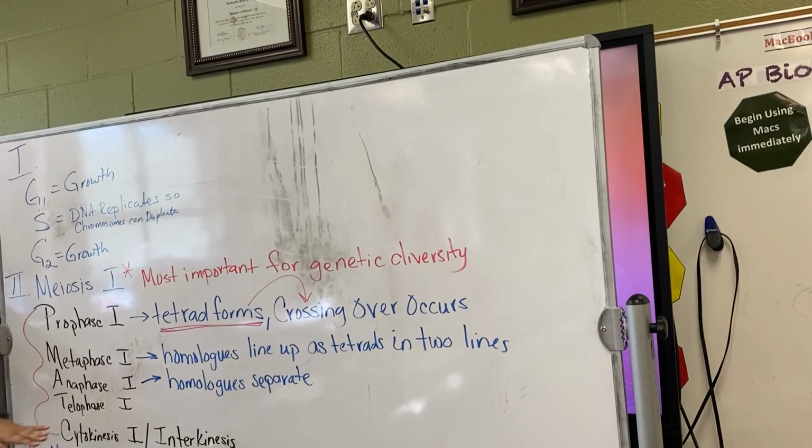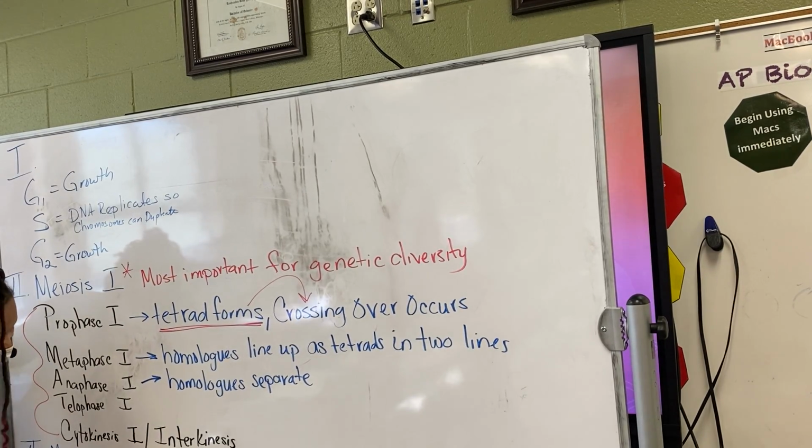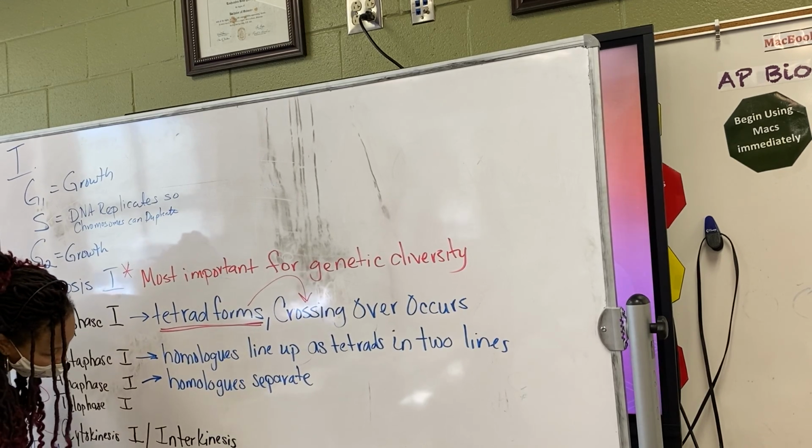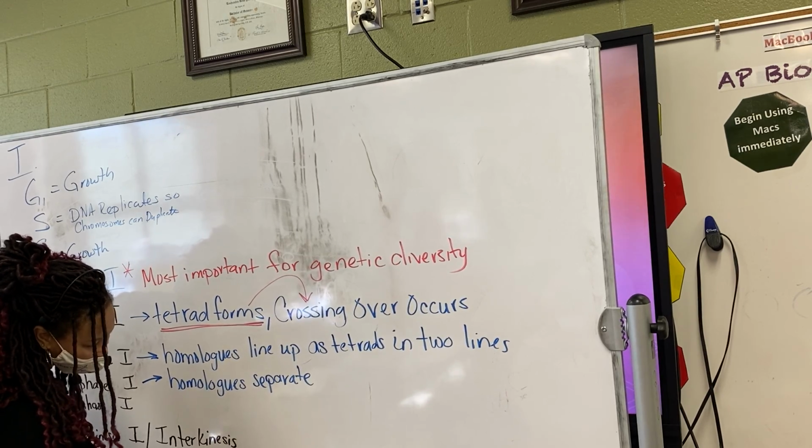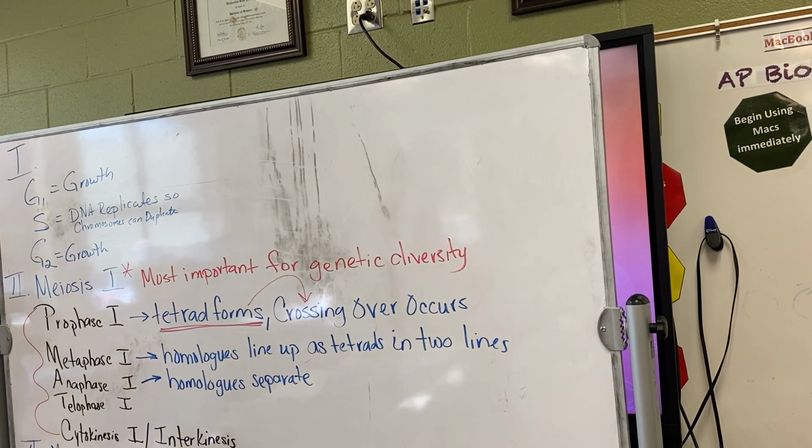So that's a big difference, because the purpose of meiosis 2 is to reduce the chromosome number. What's the purpose of meiosis 1? Genetic diversity. What's the purpose of meiosis 2? Sister separate. Reduce the chromosome number. Okay, let's try it again. What's the purpose of meiosis 1? Genetic diversity. What's the purpose of meiosis 2? Reduce the chromosome number.